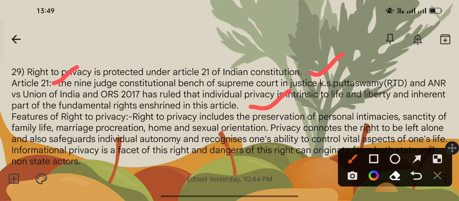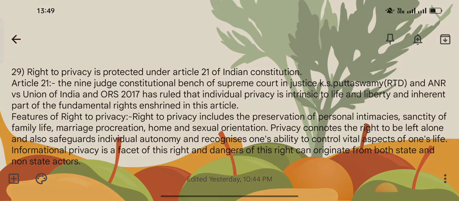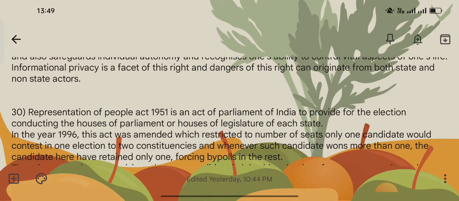Right to privacy includes the preservation of personal intimacies, sanctity of family life, marriage, procreation, home and sexual orientation. Privacy connotes the right to be left alone and also safeguards individual autonomy and recognizes one's ability to control vital aspects of one's life. Informational privacy is a facet of this right, and dangers to this right can originate from both state and non-state actors.